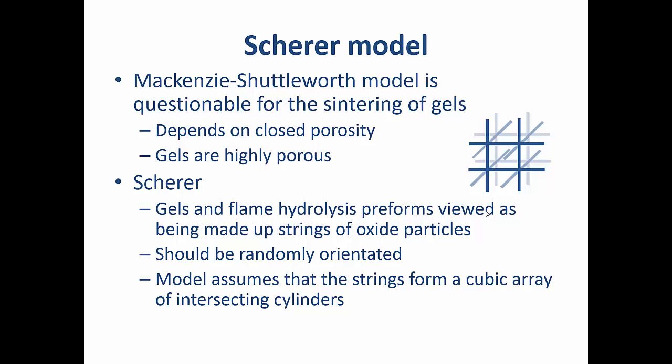whereas a gel starts out as a highly porous material, and Shearer considered gels as being made up of strings of oxide particles which he arranged on a regular cubic grid as shown here, whereas of course in reality the strings of oxide particles will be randomly orientated. But taking a cubic array allows the geometry to be simplified to the point that you can generate an equation relatively easily.